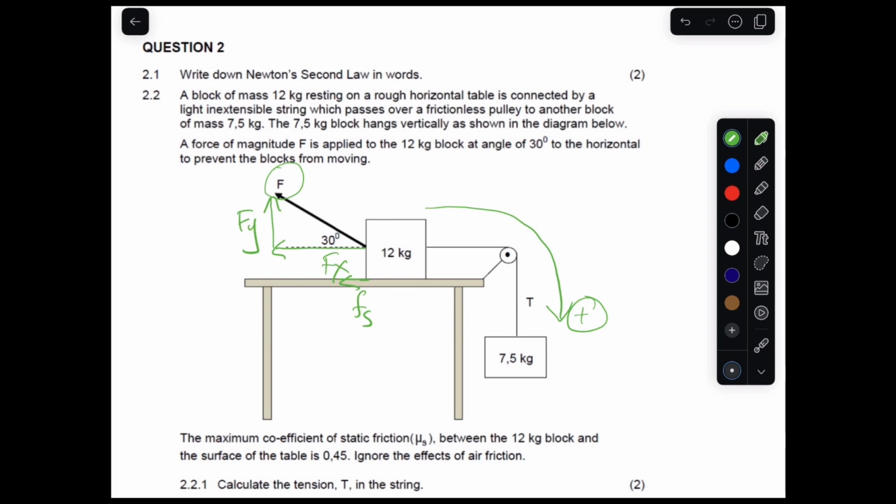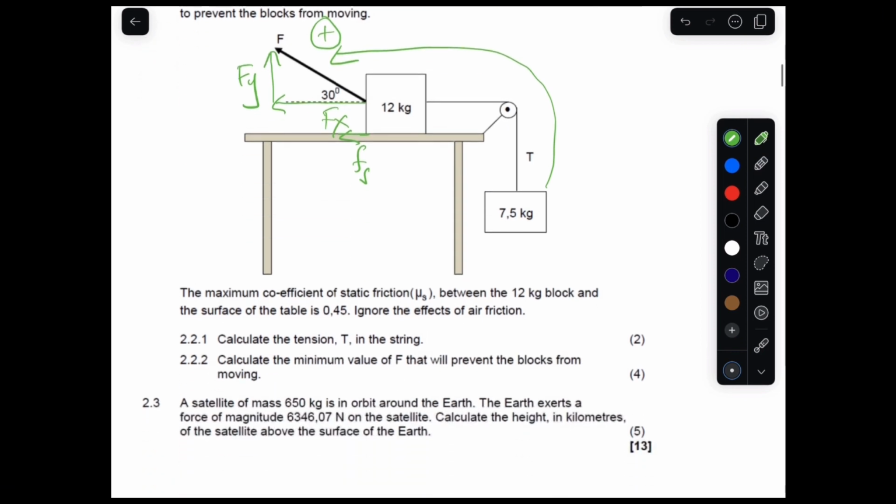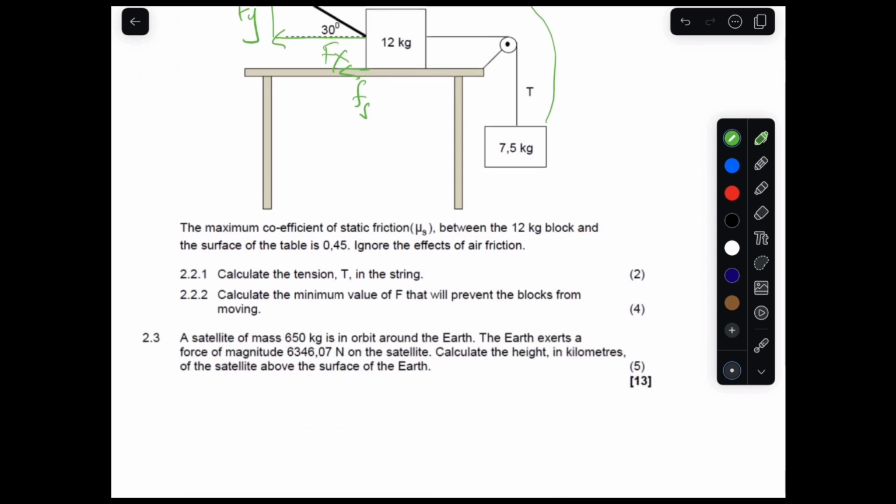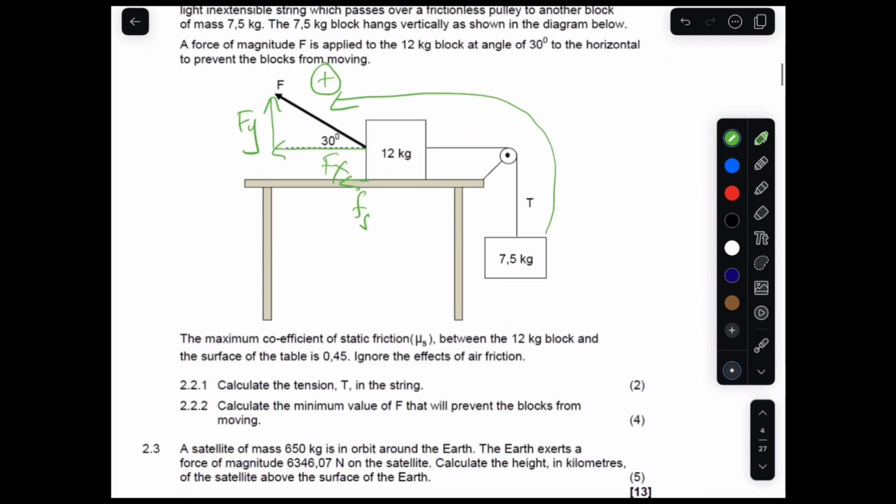So let's choose this direction as positive. Let's stick with the normal one. Okay, it's fine like that. Let's choose up left as positive. Up left is positive. Guys, here are the things that you need to understand here.